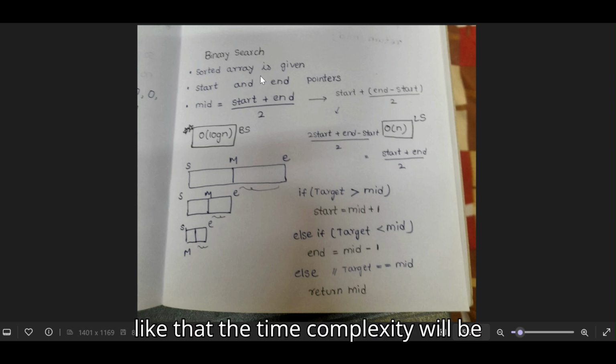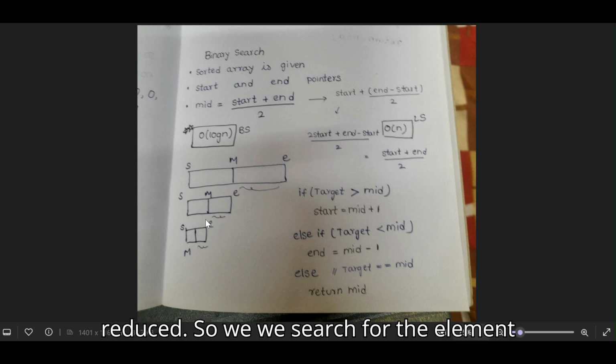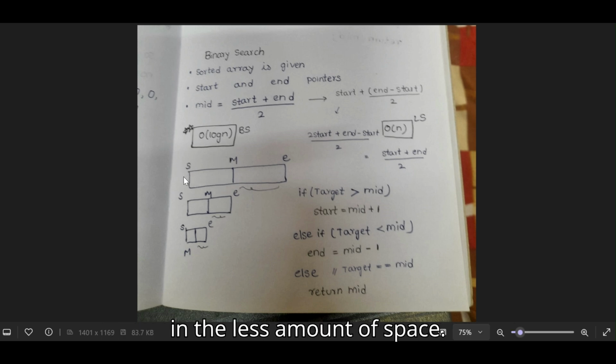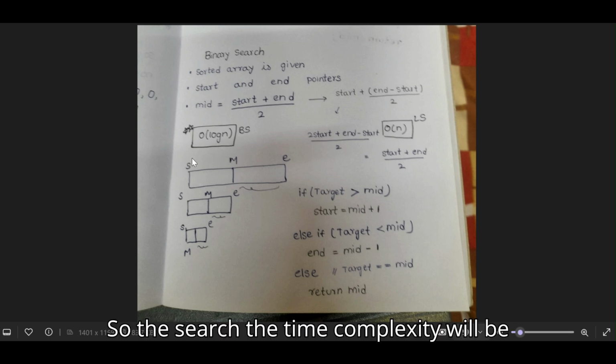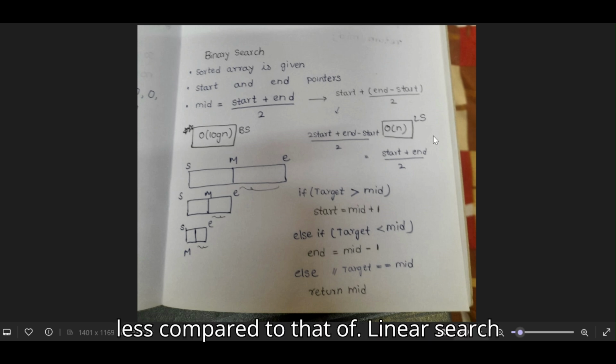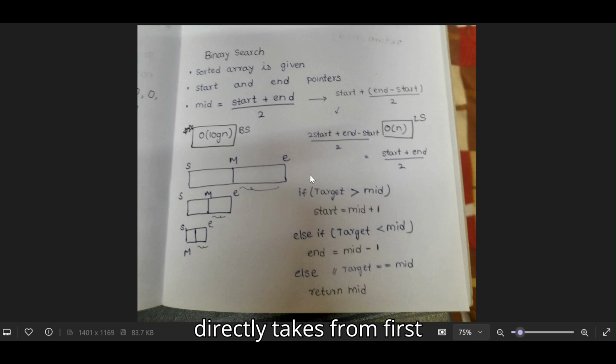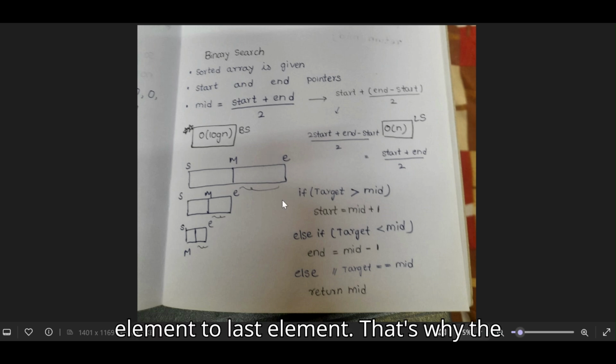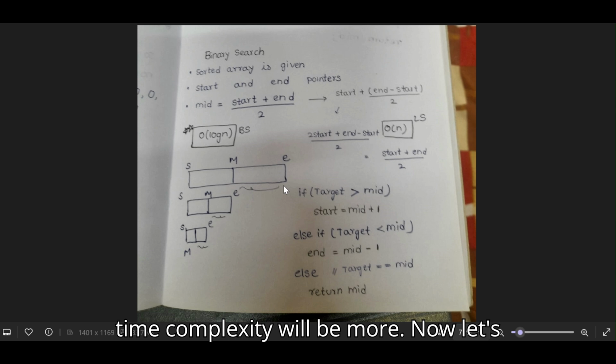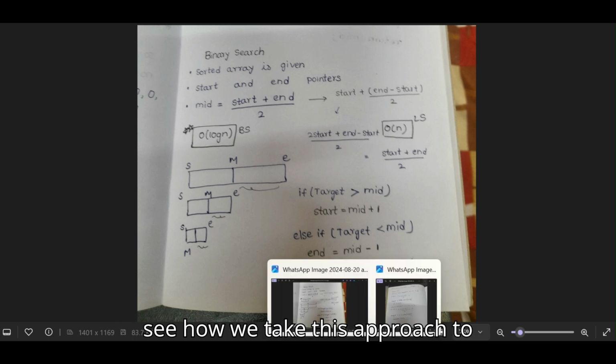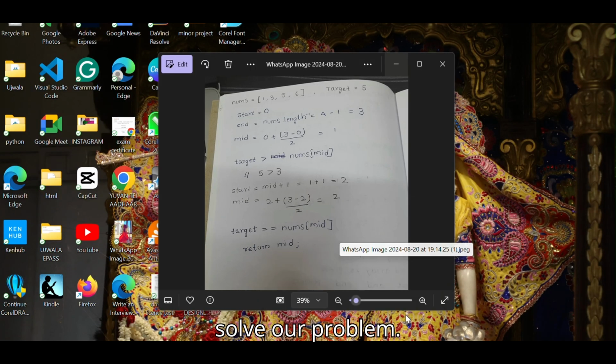Like that, the time complexity will be reduced. So we search for the element in a smaller search space, so the time complexity will be less compared to linear search. Linear search directly goes from the first element to the last element. That's why the time complexity will be more. Now let's see how we take this approach to solve our problem.